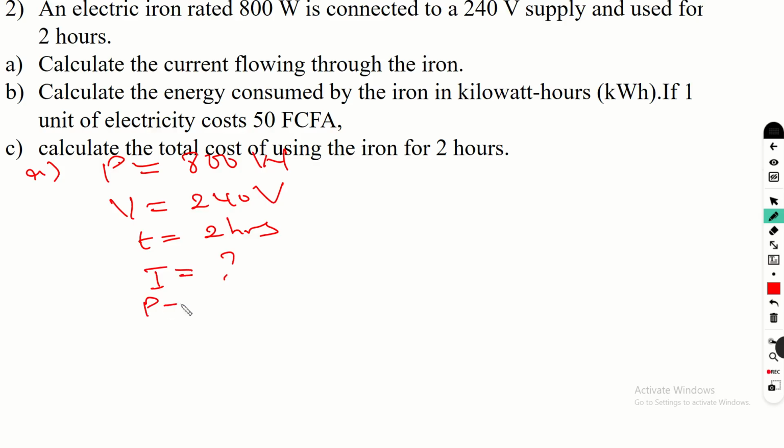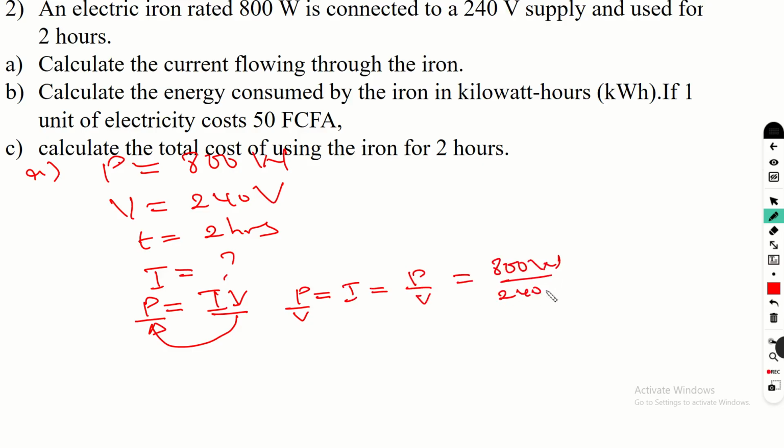So you know that P is equal to IV. So what do you do? If I put a division sign and take the V to the side, you have P on V is equal to I. So you have 800 watt over 240 volts. This one cancels this, and 8 goes here 10 times, 8 here 3 times, and you have 3.3 amperes. Right, so that's A. Now let's look at B.